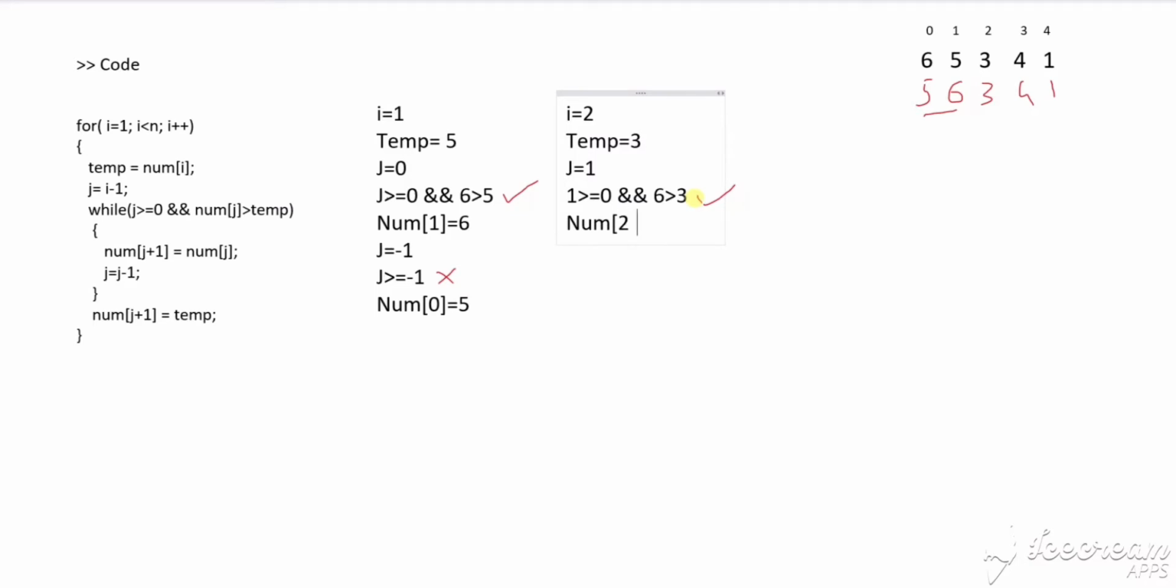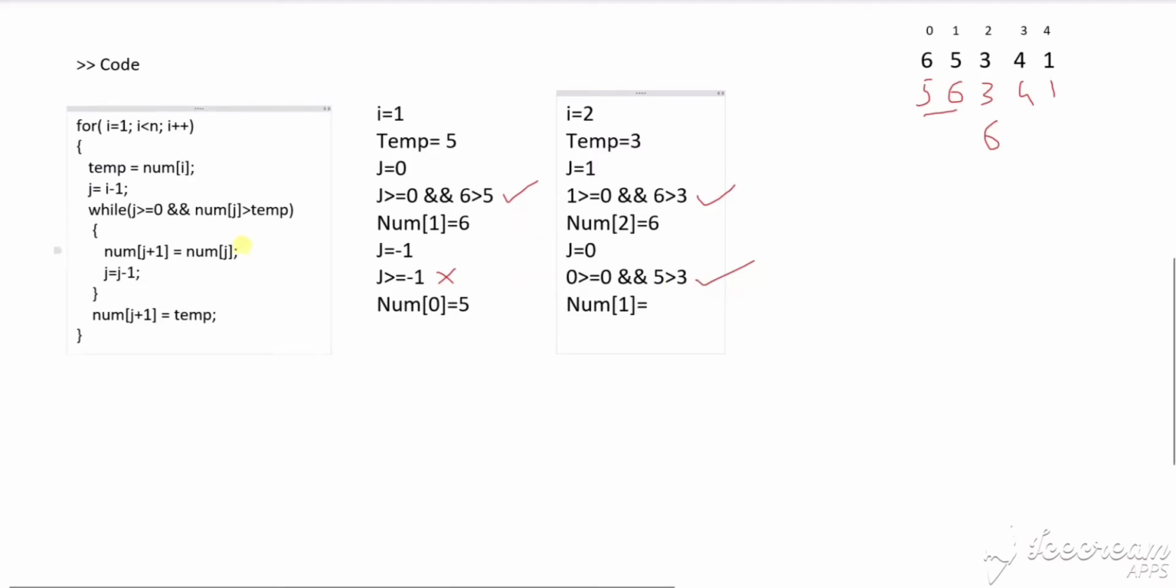So num of j plus 1 is num of 2 and num of j is 6. So num of 2 should be 6, so we'll write it there. And j value will be reduced by 1. So j value becomes 0. Now when it goes to the second iteration in the same while loop, the condition satisfies for the first statement, and for the second statement it should be 5 is greater than temp value 3. So even the second time the condition is satisfied, so it will go inside the loop.